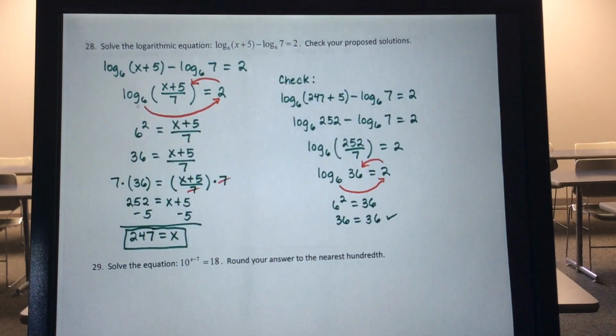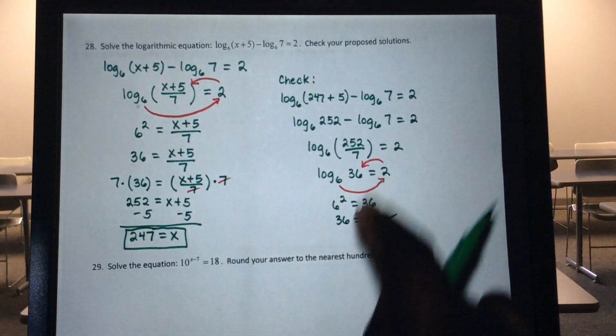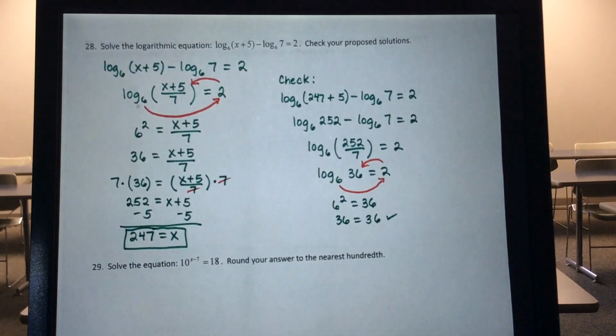Now, keep in mind, on all your logarithmic equations, you must do the check. And I will be expecting to see that check on my final exam, or otherwise you'll be counted off.